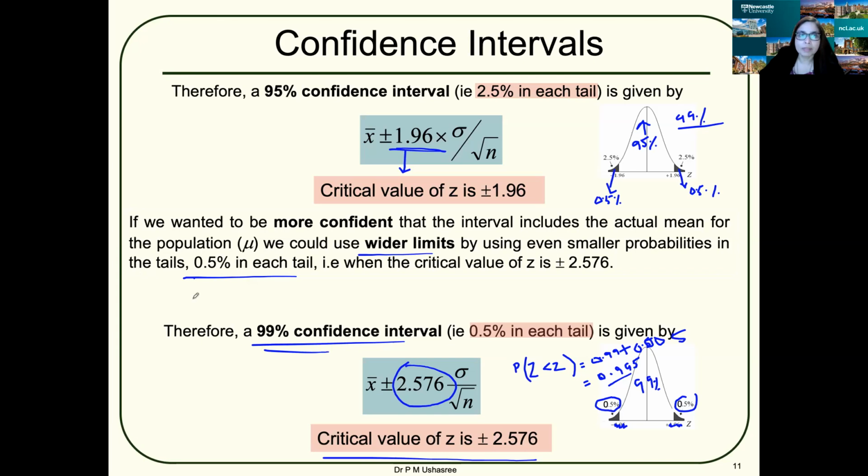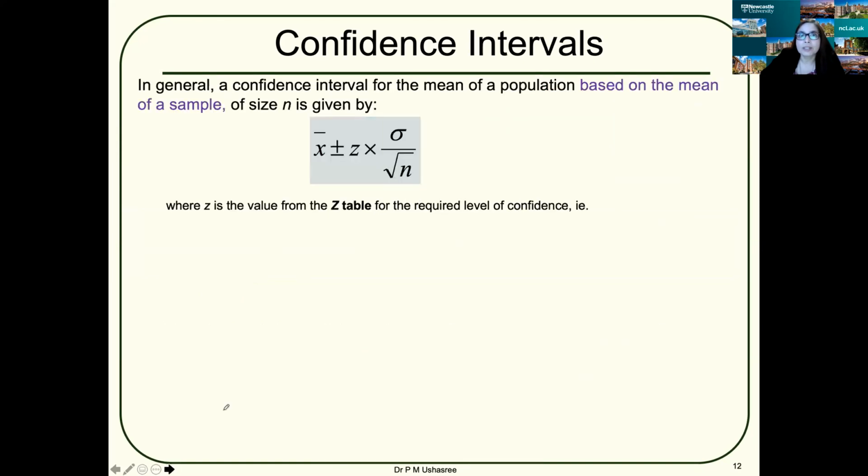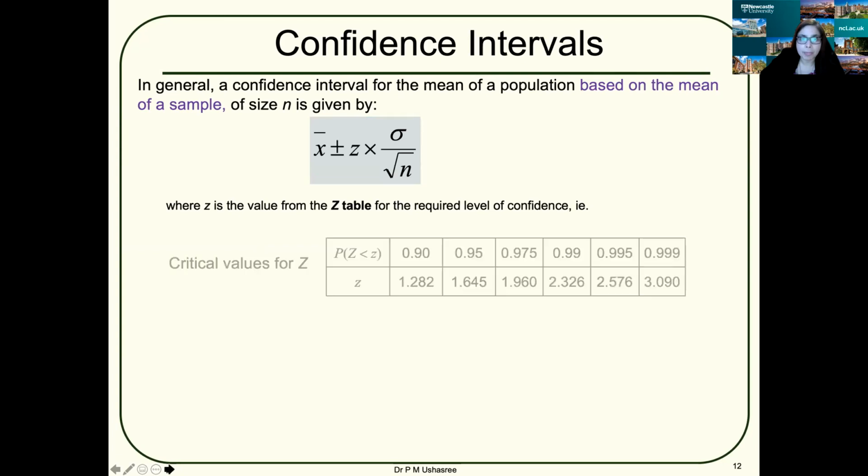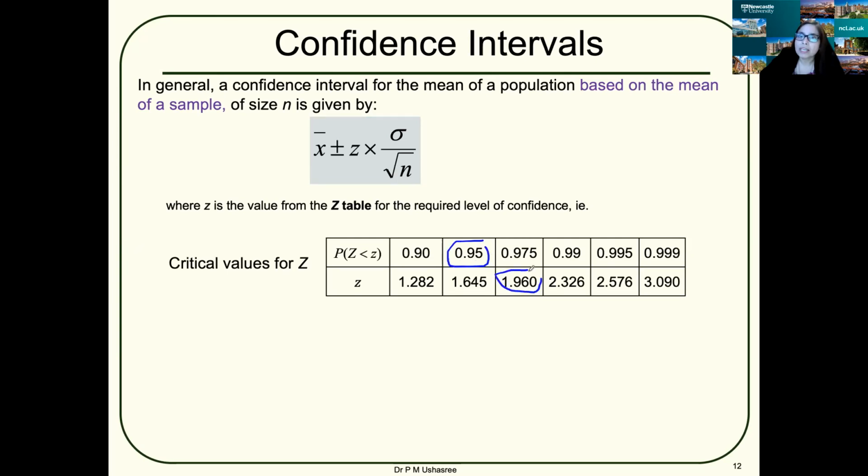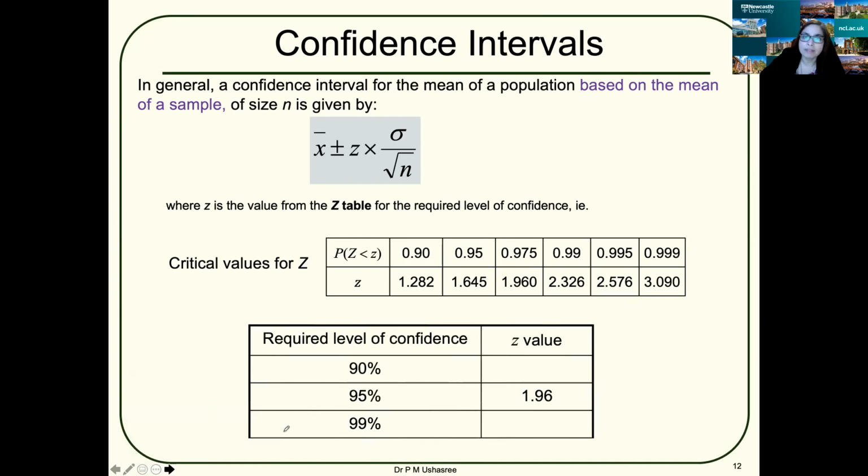Okay, 0.5% is nothing but 0.005. So that's what you look for in the Z table. Now you know what the critical value of Z is? Okay, so for a 95% confidence interval, the critical value is 1.96, and we have seen that for a 99% confidence interval, the critical value is 2.576. Now what I want you to do is help me fill this table.